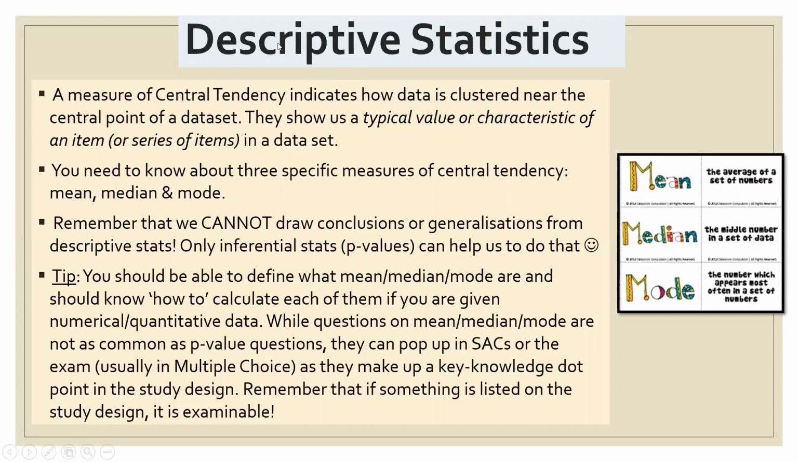The word descriptive comes from the word describe. So when I have a mean number or a median or a mode, it's giving me some kind of description of what the results were trying to tell me. Usually when we have descriptive statistics, we refer to these three measures as measures of central tendency. They're measures of central tendency because they tell us the typical value or the typical characteristic of that item in a data set.